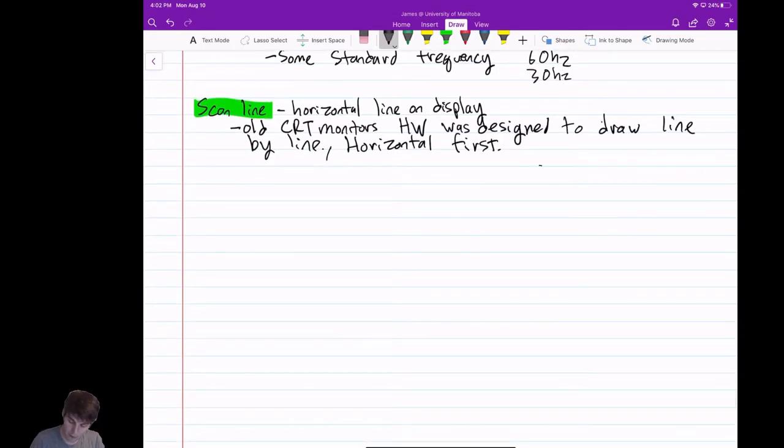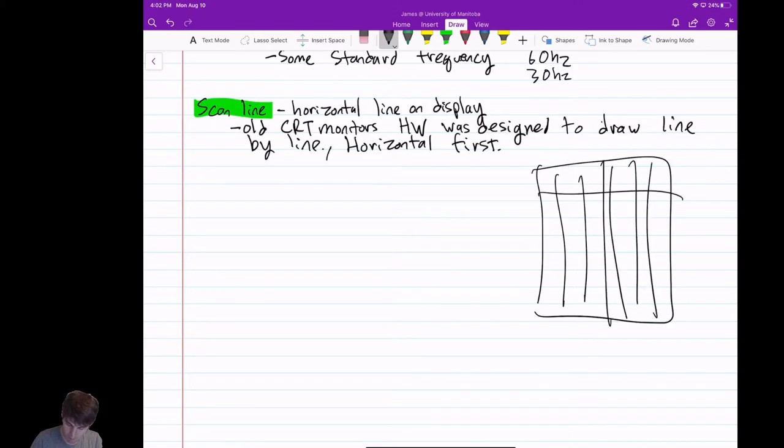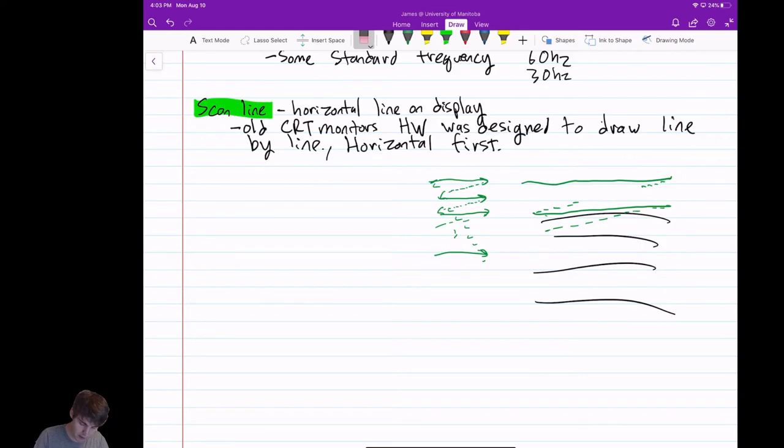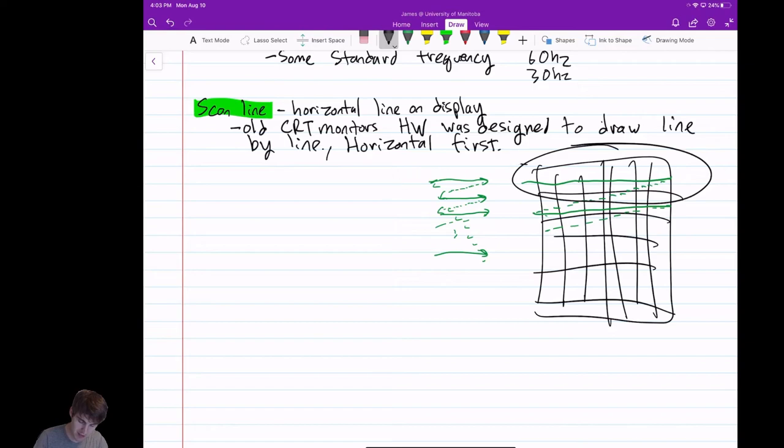Let me draw what that would look like. If this is my raster here, the gun would draw this way first, and as it went across, it would change the intensity to make brighter and darker pixels. And then when it reached the edge, it would turn off the gun and move back to the next row and then write it again. Turn off the gun and come back. So you got this pattern where it would go this way, come back, and so on and so forth until the bottom, at which point it would turn off and come all the way back up to the top. I'm going to come back to that, but this is how they worked. One of these is called a scan line. That's it. Scan one line at a time.